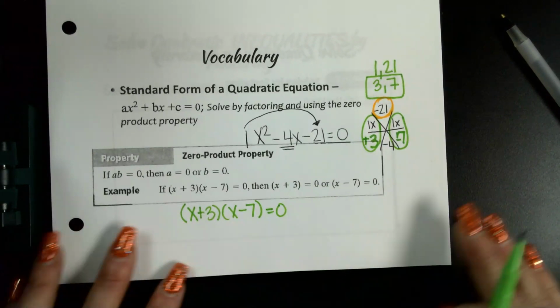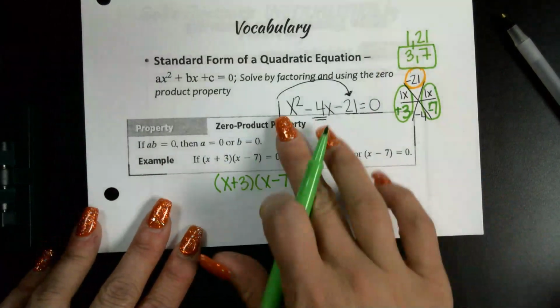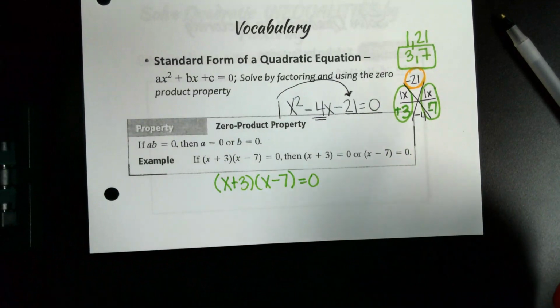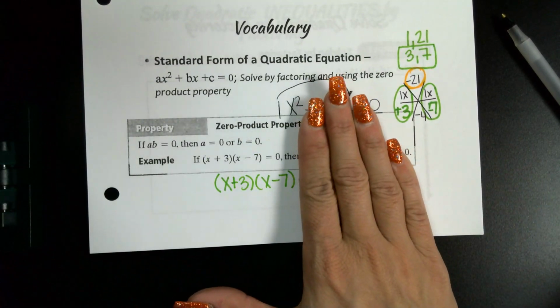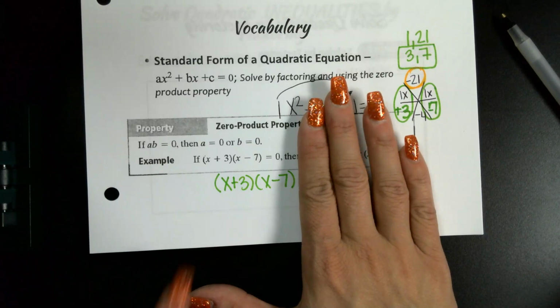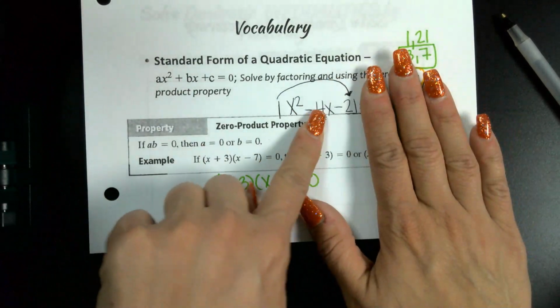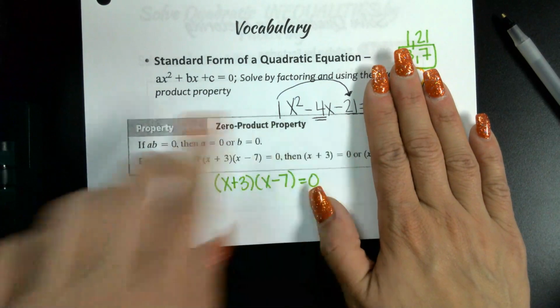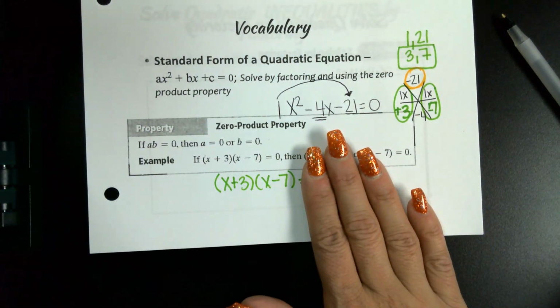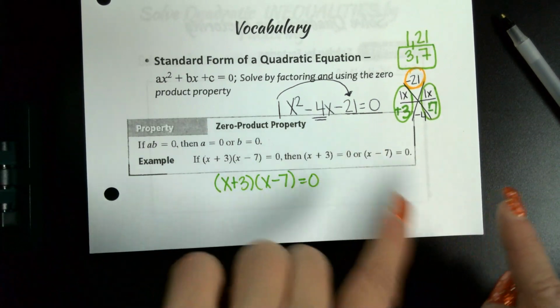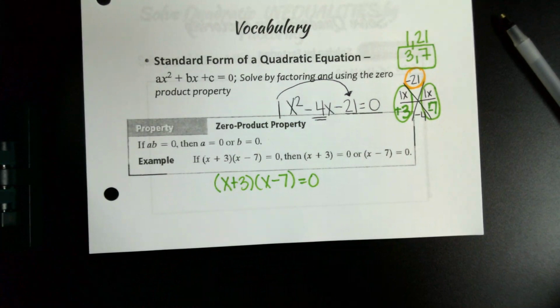So what you would do is start off by factoring like we did Monday, but on Monday, there was no equal sign. On Monday, you would have just had x squared minus 4x minus 21, and you would have written your two sets of parentheses and you would have been done. But now, because there's an equal sign, we can actually solve this. That's what this box is all about.